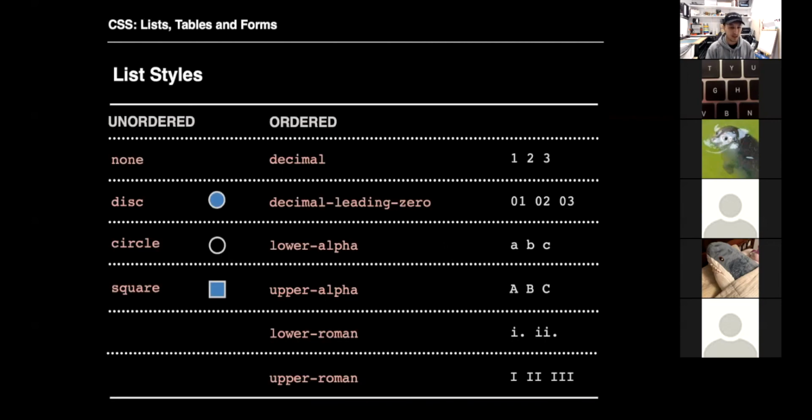So there's a number of different options. For unordered lists, you can get rid of the bullets completely. You can add a disk bullet, you can add a circle, and you can add a square in CSS. For ordered, you can do decimal, decimal with 0 in front of it, lower alpha, upper alpha, lower Roman numerals, and upper Roman numerals. So there's a lot of different options when it comes to different list styles.